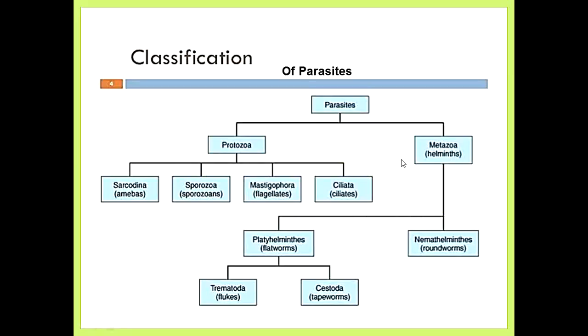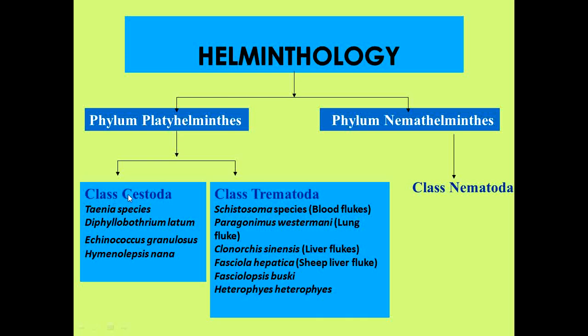So you must be familiar with this classification by now. We are in the Metazoa category. The phylum is Platyhelminths and the class is Cestoda. Cestodes of medical importance: we have discussed Taenia species in detail, Diphyllobothrium latum, and today we are going to discuss Echinococcus granulosus.